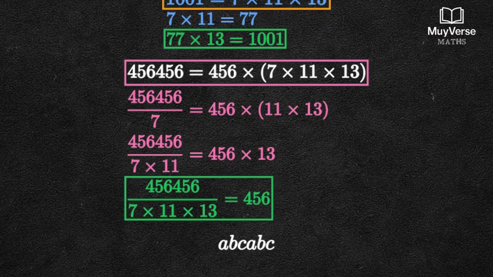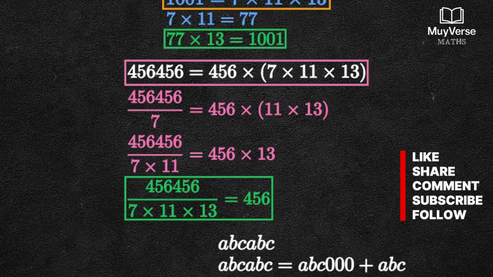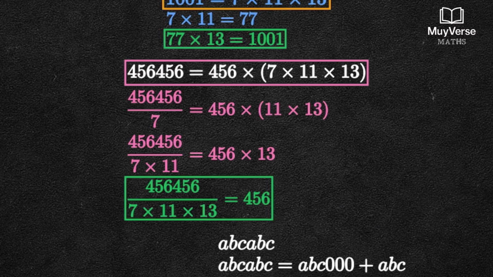Step 4. The general rule and the quick visual cue. Take any 3 digits, ABC, and repeat them to make ABCABC. Split it as ABC000 plus ABC. Factor out ABC to get ABC times the quantity 1000 plus 1. That is ABC times 1001, which equals ABC times 7 times 11 times 13. Therefore, ABCABC divided by 7, then 11, then 13, always returns ABC. The cue is split, factor, recognize 1001.